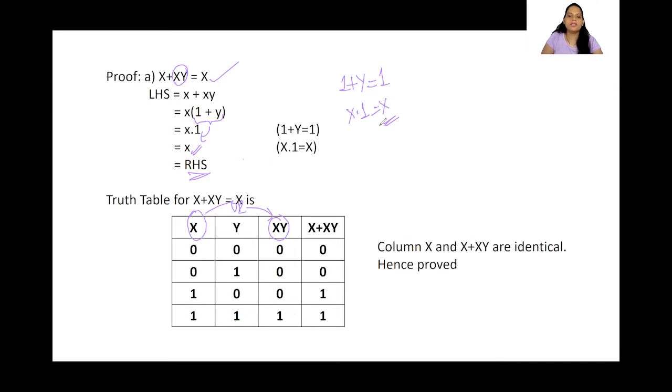See here carefully. This is nothing but my left hand side, which is the same as this, right? So x plus xy is similar to x. Hence, we have proved from the truth table also that this law is correct. Clear?